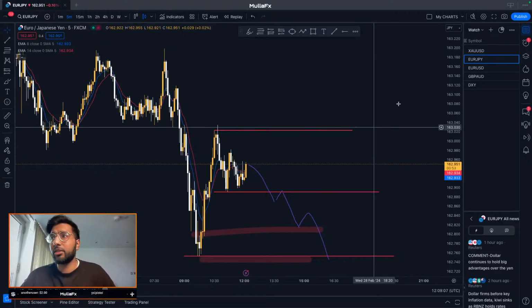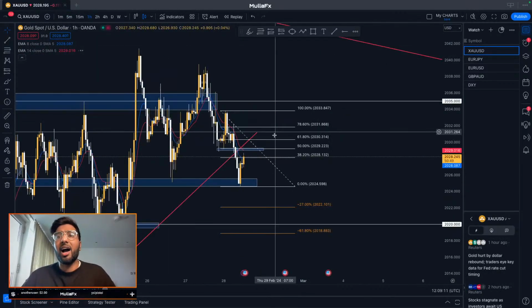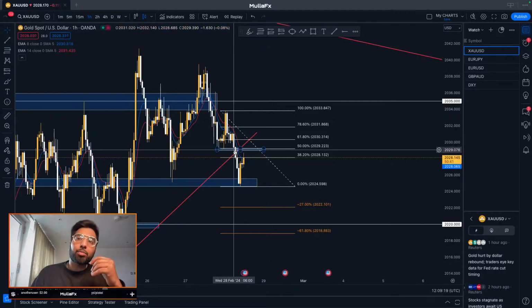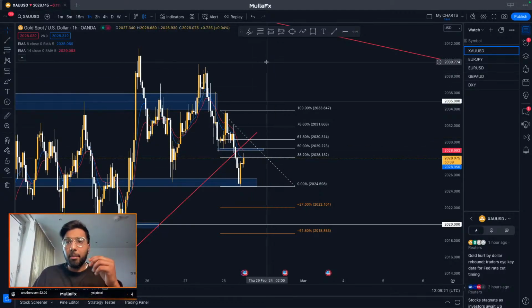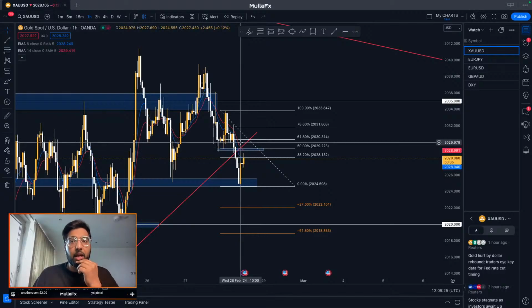Now, just scaling into gold. Gold is a pair that we love. We love trading gold, guys. I have been anticipating gold to do this one move. Yesterday, I was actually wrong, guys. I was expecting price to get to this trend line and bounce up, which it kind of did.